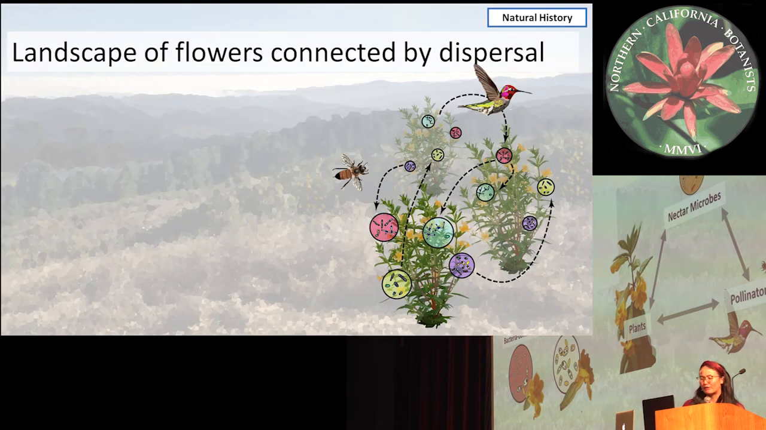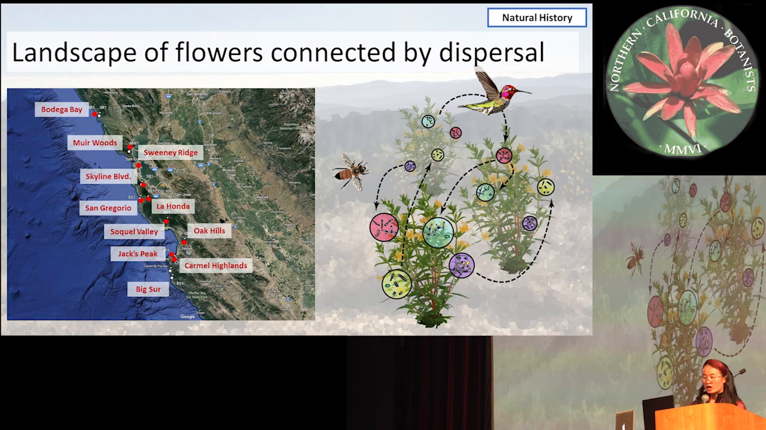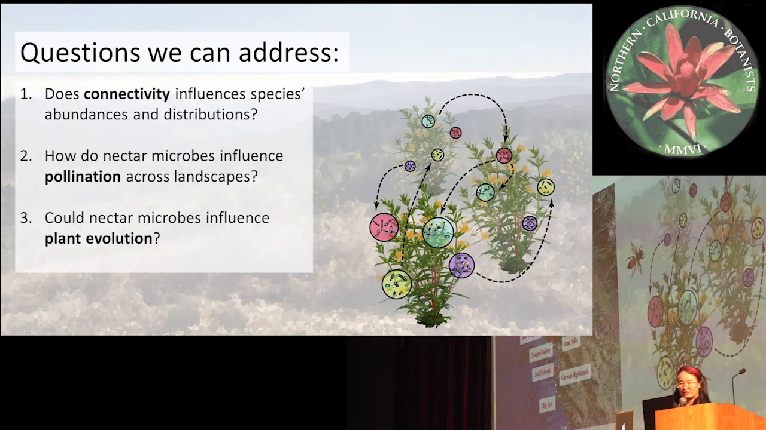But it's not just single flowers, right? Because flowers are on plants, and plants are embedded in a landscape. And so when we think about these communities, it's really important to consider that these are a landscape of flowers that are connected by dispersal via pollination. Our lab's done a lot of work on this question, for example, bagging or caging flowers or plants to exclude pollinators, and going around the entire Bay Area, all the way from Bodega Bay down to Big Sur, and looking at how microbial communities change across this very large gradient.